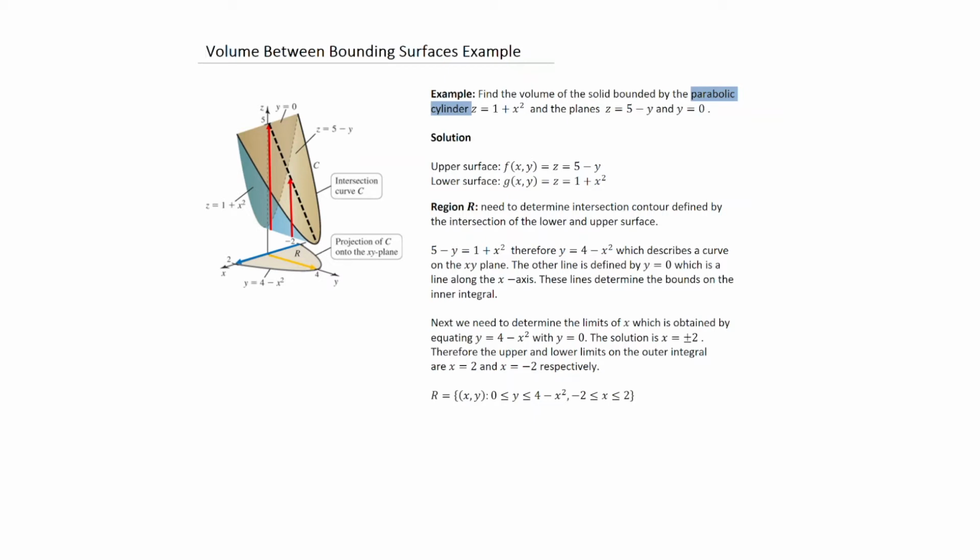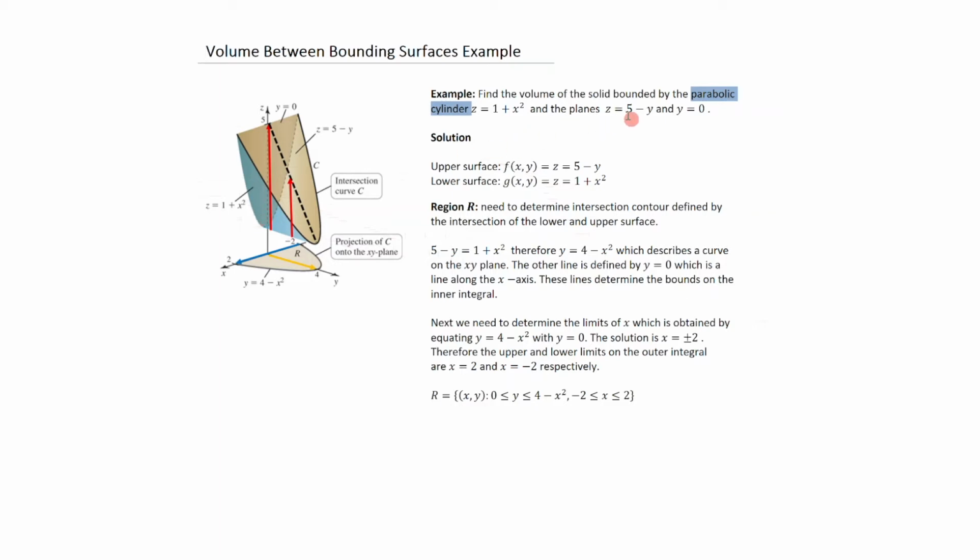Parabolic cylinder, when you hear the word cylinder, it means one of the coordinate variables can be anything. So if you look here, z equals 1 plus x squared, what does that mean? That means y can be an element of R. And so this blue section, which actually comes around the back side, extends in the y direction to positive infinity and minus infinity. And we're just going to show this section basically bounded.